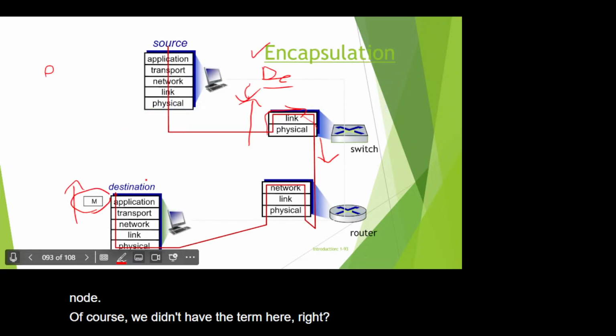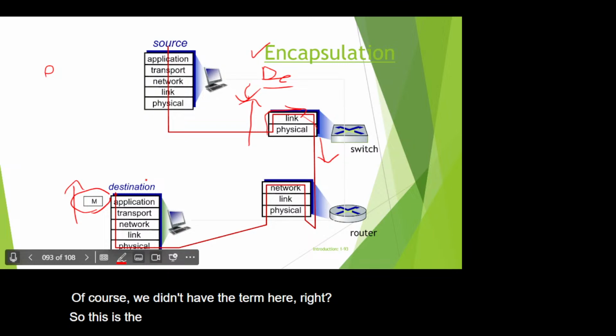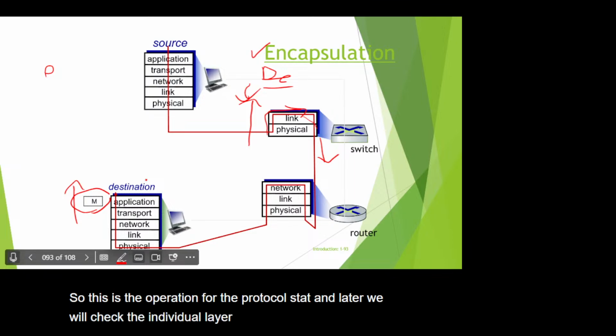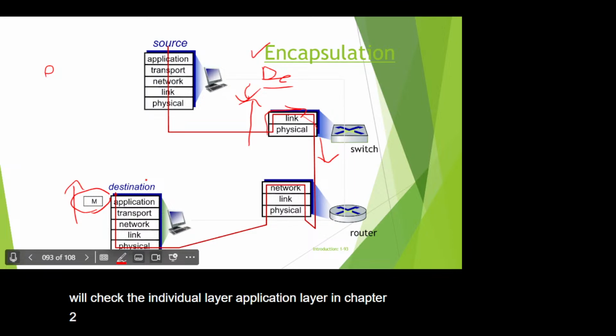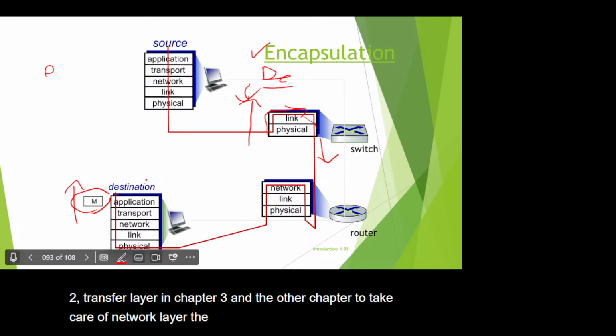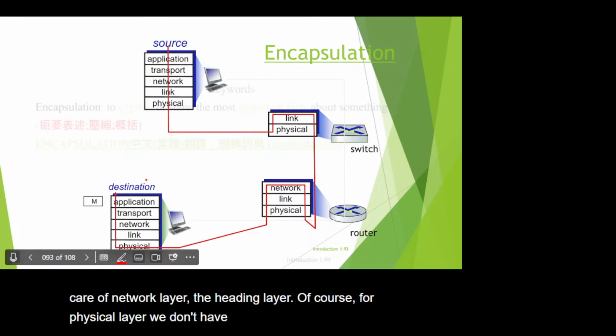So this is the operation for the protocol stack, and later we will check the individual layers: the application layer in chapter 2, the transport layer in chapter 3, and the other chapters take care of the network layer and the link layer. And of course, for the physical layer, we don't have a specific one.